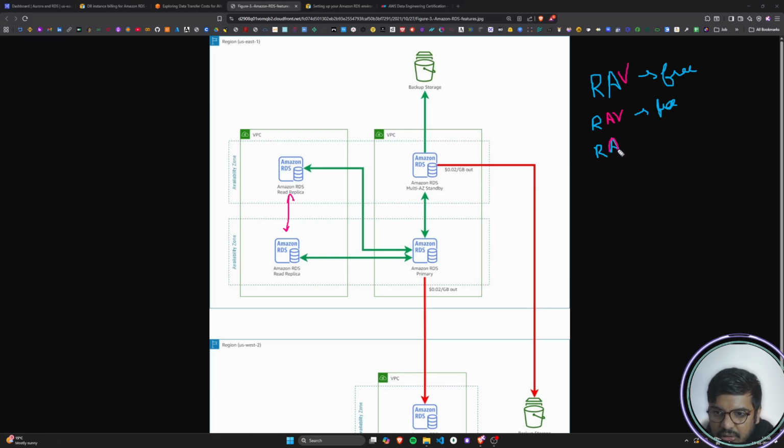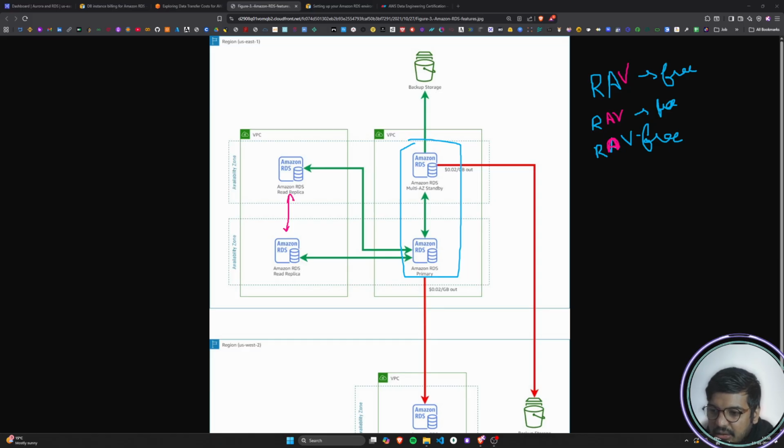different availability zone and same VPC, this is also free. Which is this one. Different availability zone, same VPC, which is this one. Okay, so this is also free.